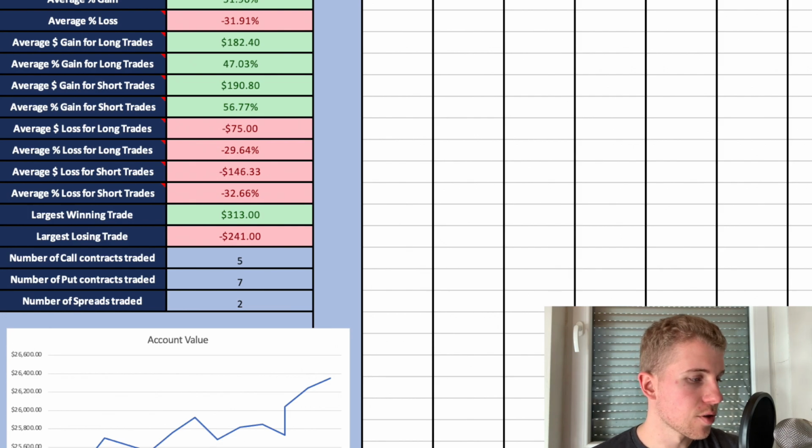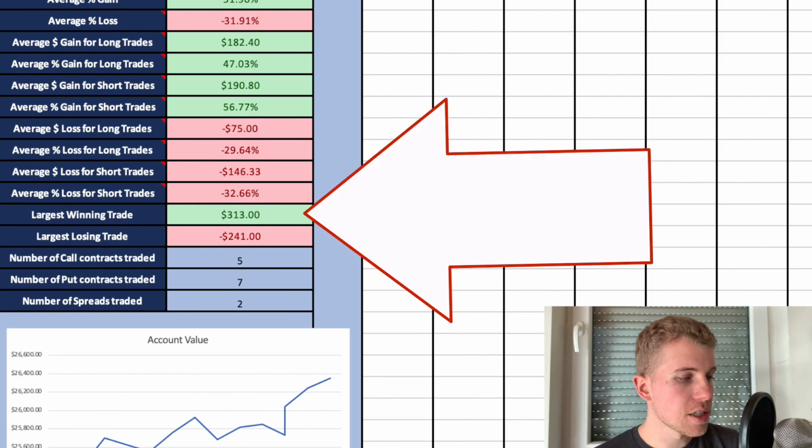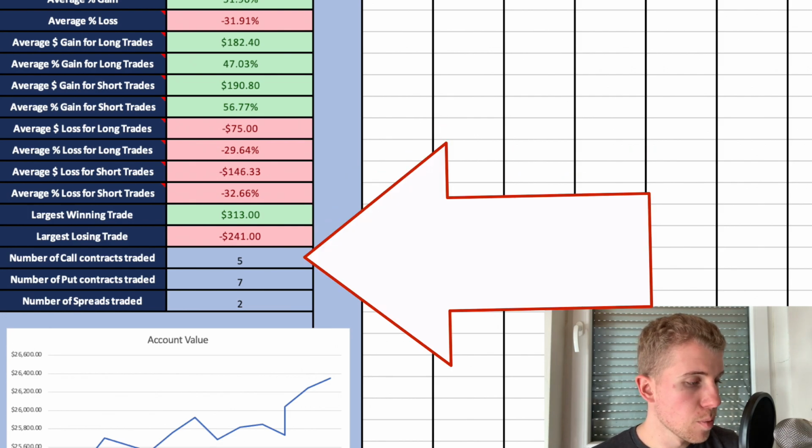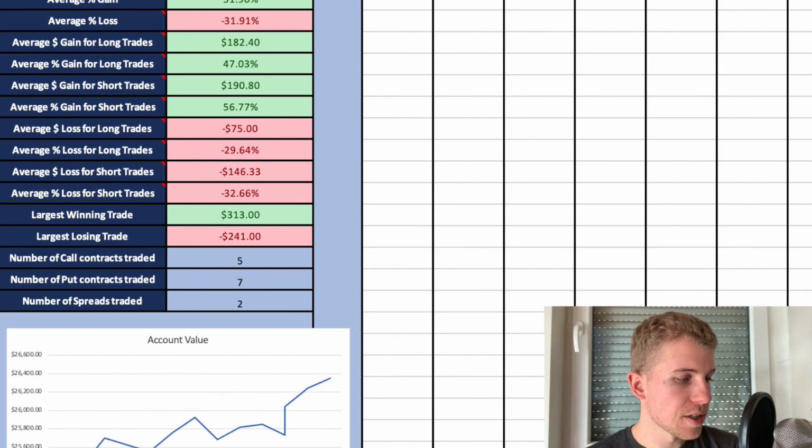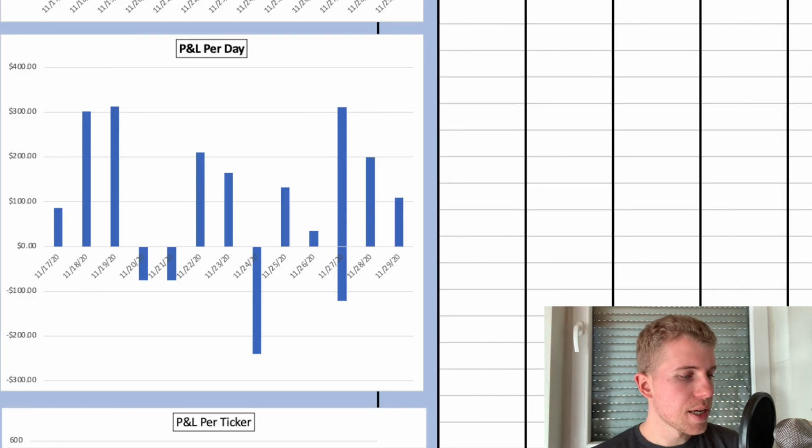After that, we can look at the largest winning trade and the largest losing trade, and we can see the number of calls, puts and spreads that are being traded right now. And under that, we look at the P&L per day. That's quite interesting to understand how much you win and how much you lose per day. Maybe there are some days where you lose a lot of money, and if you see that you lose more on certain days, maybe it's worth checking out those particular days so you can see which trades have really dragged you down so you don't make the same mistakes again.